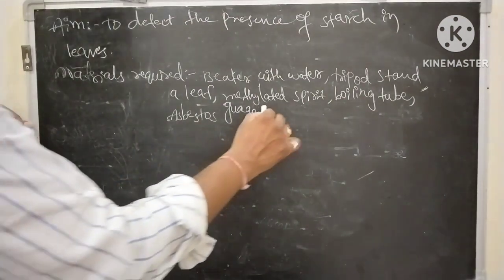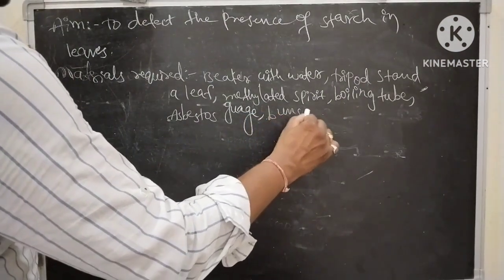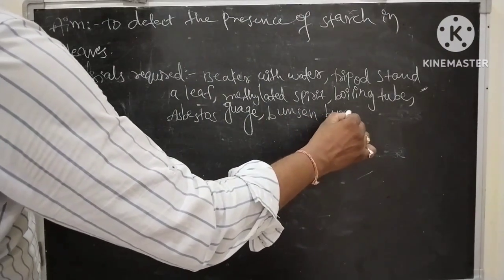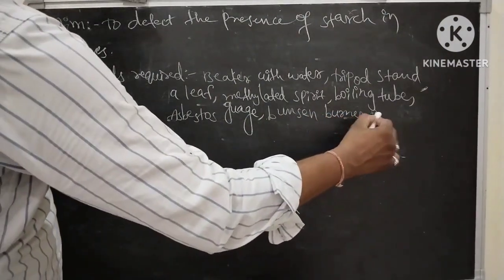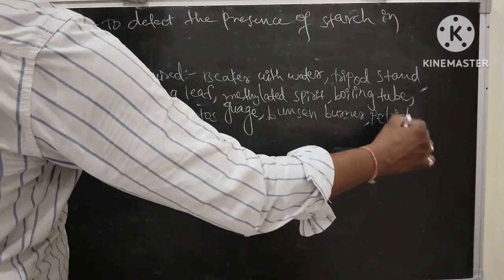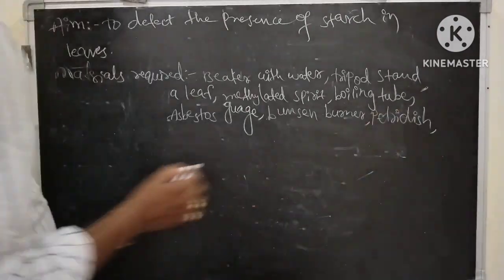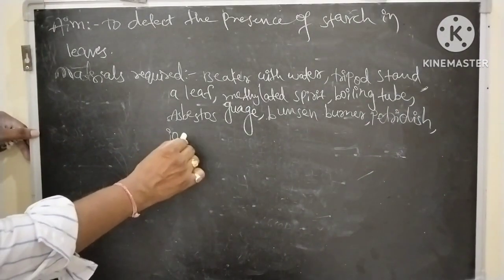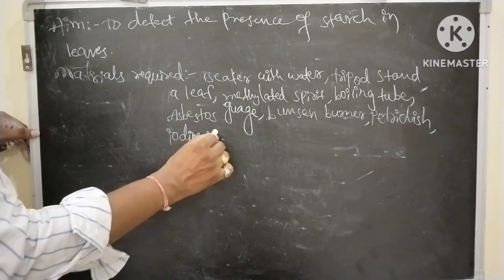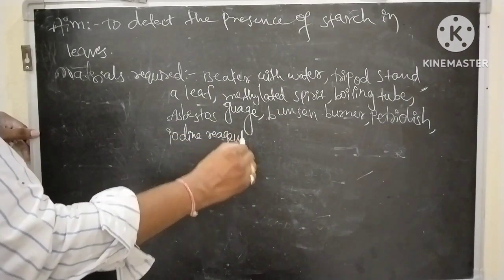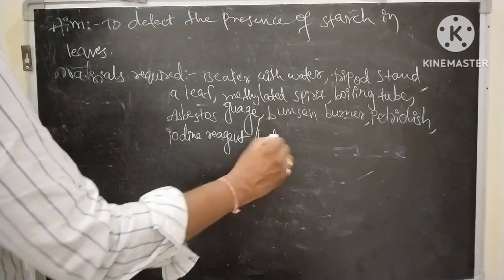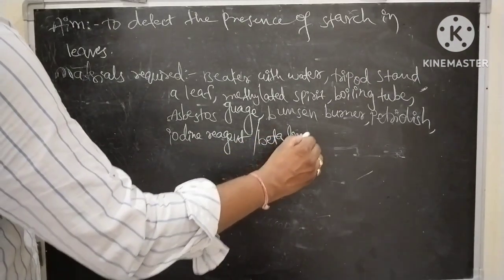and a Bunsen burner, and a petri dish, and finally iodine reagent. If iodine reagent is not there, we can take betadine solution.